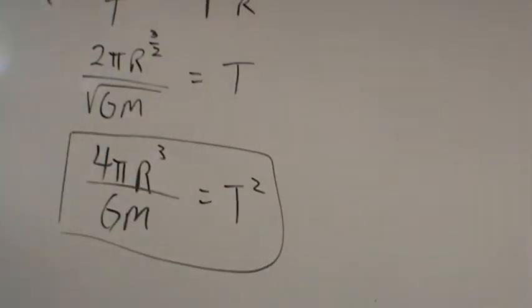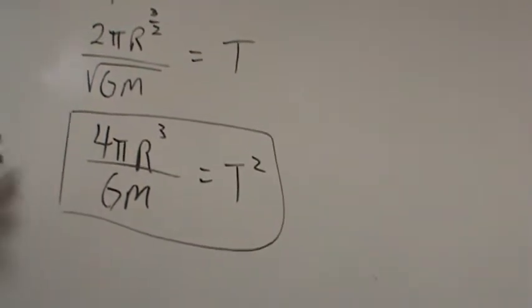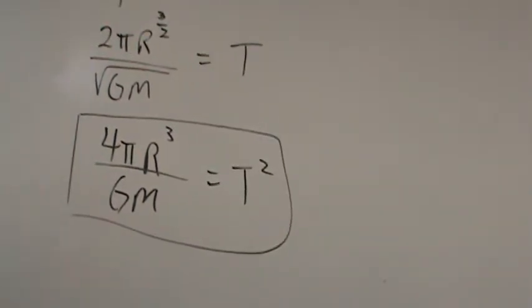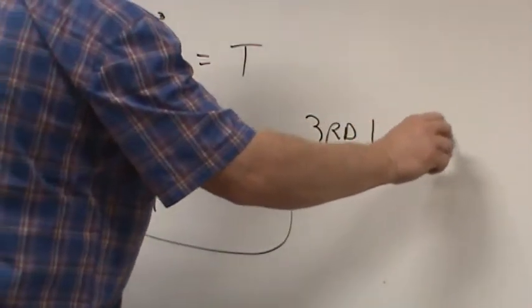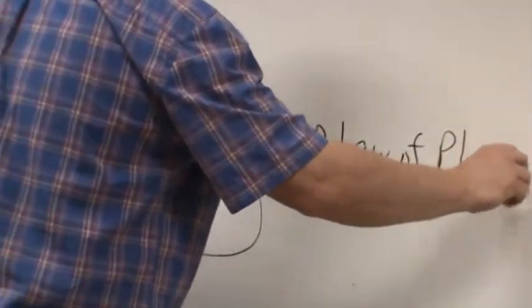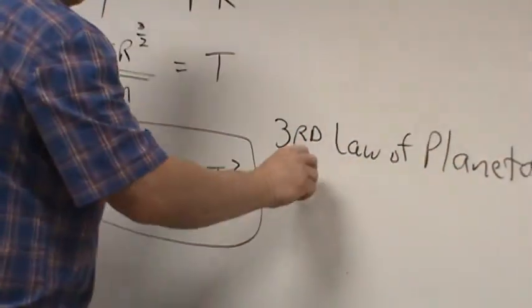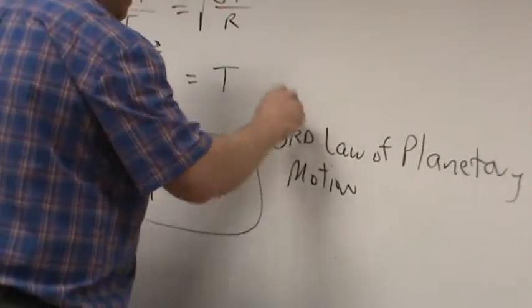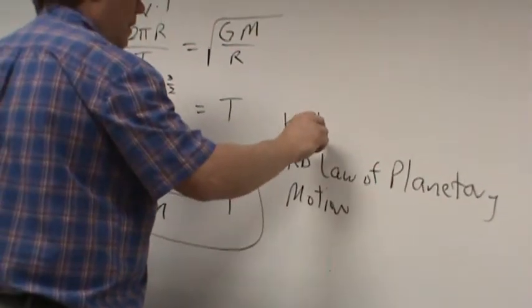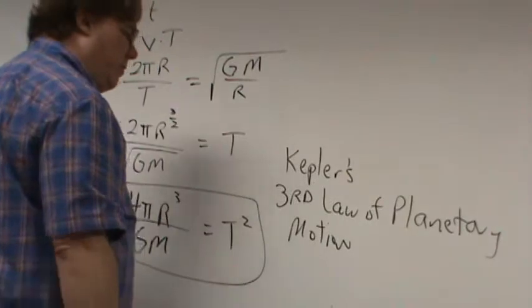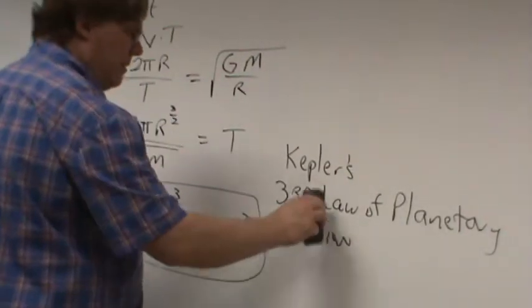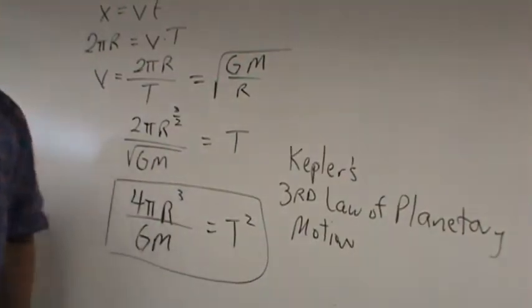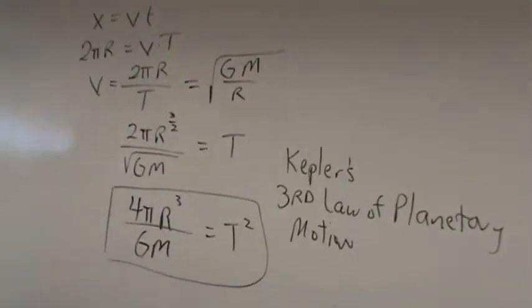Well, this is an example of an incredibly important law that a guy named Johannes Kepler discovered. This is called the third law of planetary motion. It's actually Kepler's third law. How do you spell Kepler? All right. Kepler's third law of planetary motion.